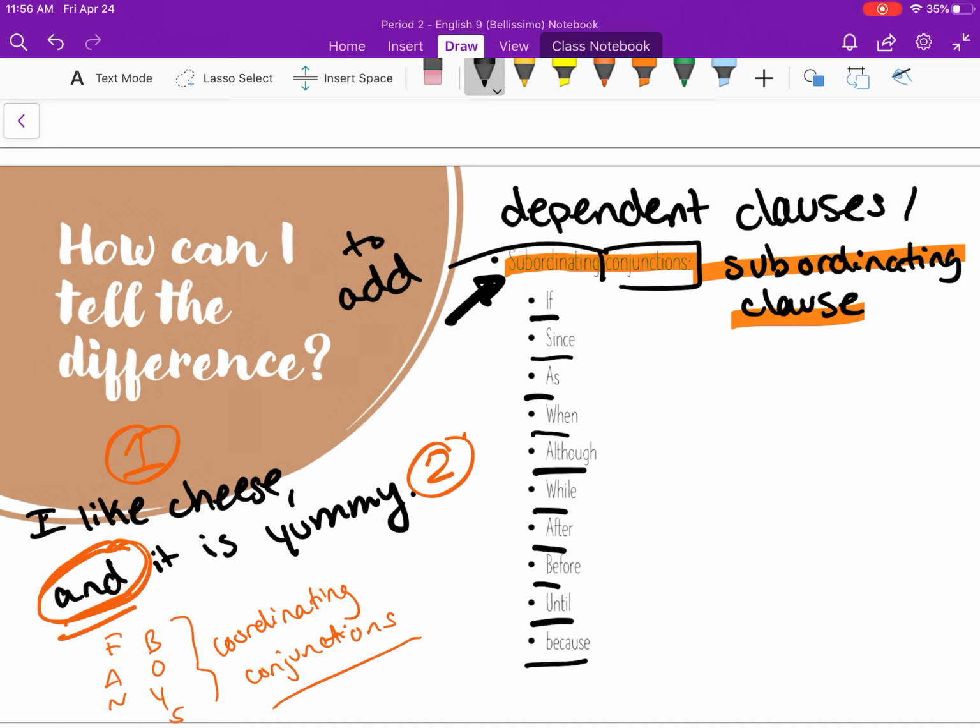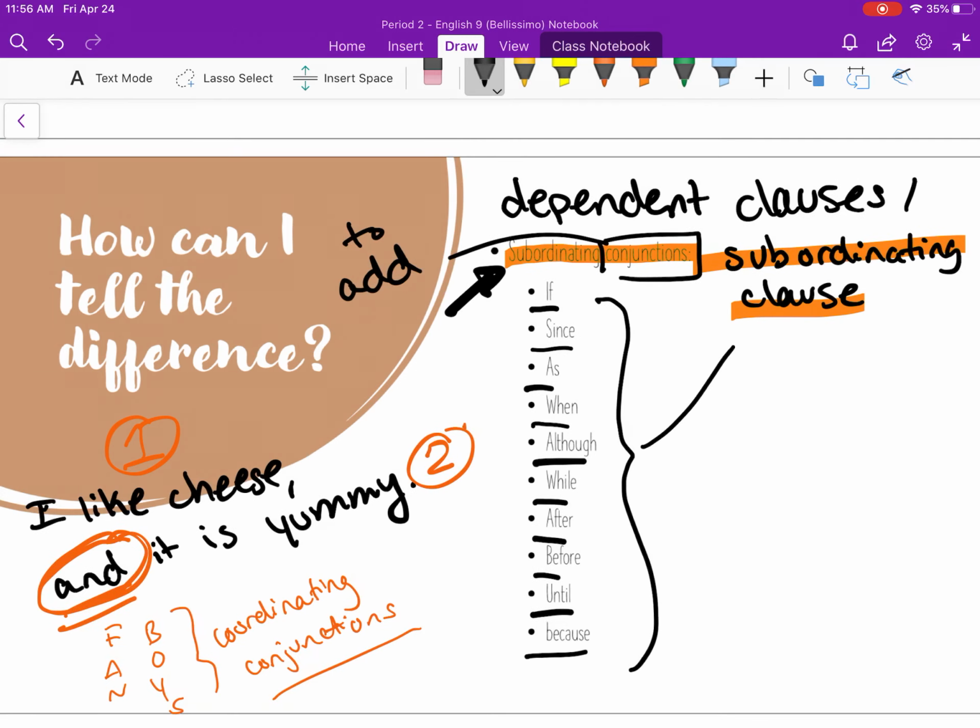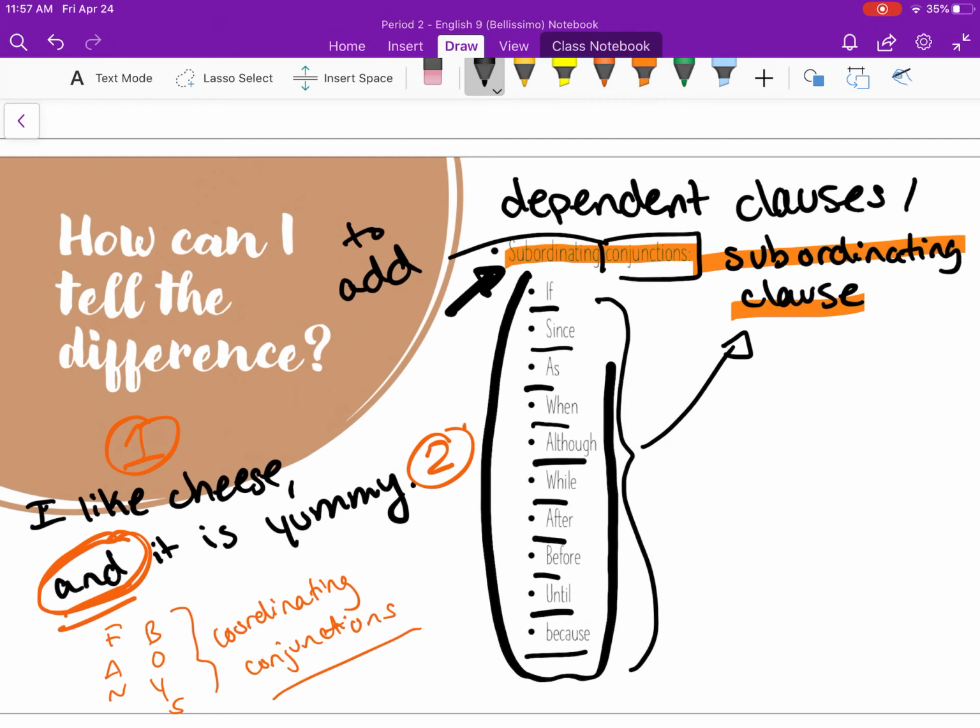Now, if you see a sentence starting with one of these, okay, we know that we're starting with our subordinating clause or dependent clause. Again, it's not always necessarily wrong to do so. You can, but I want you to see the difference between the dependent clauses and the independent clauses in this video. Okay, I'm going to try to keep this one short. So if you see any of these words in there, you know that it is a dependent or subordinating clause.